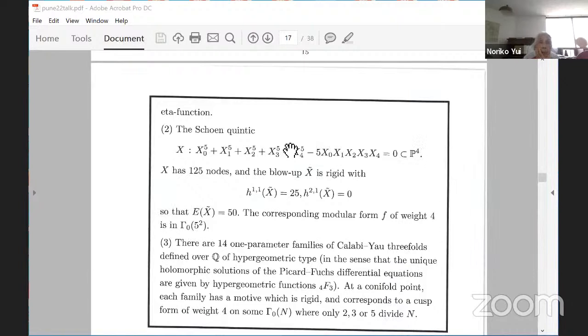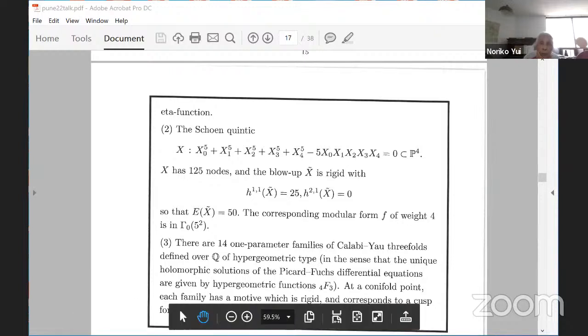This is in P4. But then you can go on to weighted projective four-spaces, giving a weight to each variable, and then you consider either hypersurfaces or complete intersections. Then we get the 14 one-parameter families of Calabi-Yau threefolds. For this, you keep the parameter, and then you can also consider the Picard-Fuchs differential equation satisfied by the period. For these 14 one-parameter families, the hypergeometric period is a solution of a hypergeometric equation 4F3.